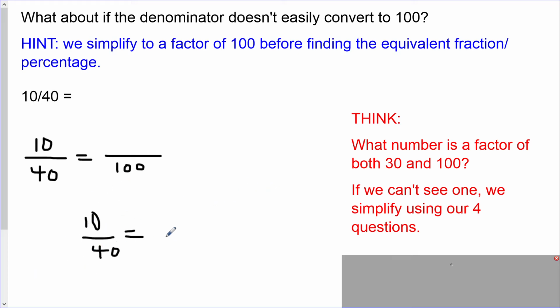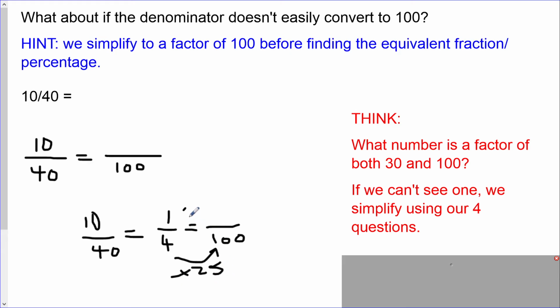Do they both go into the 10 times table? 10 does, because 10 times 1 is 10. And 40 does, because 10 times 4 is 40. So I can see that I can divide both the top and the bottom by 10. And that's really important, because I was saying, whatever we do to the bottom, we do to the top. Now I check again. Can I go from 4 to 100? And yes, I can. How can I go from 4 to 100? Because I can multiply by 25.